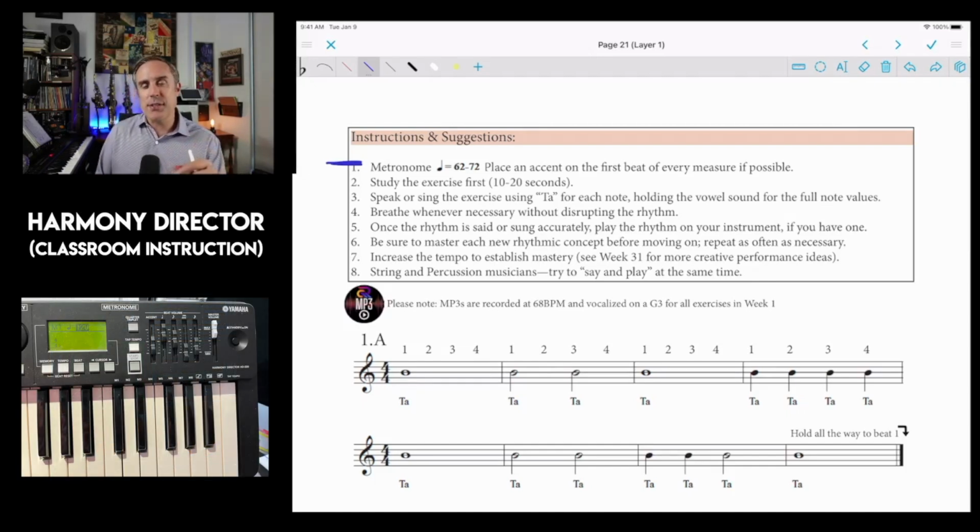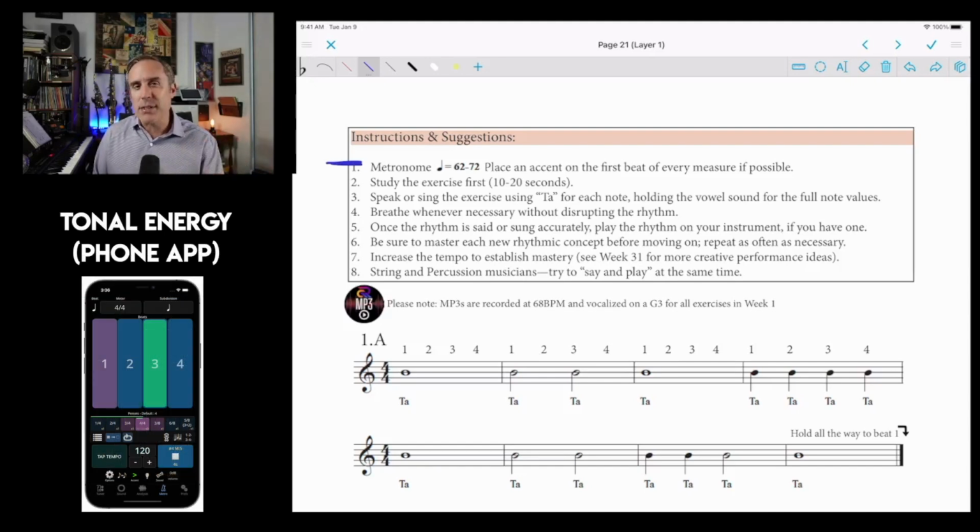I have the suggested tempo here of 62 to 72. In the MP3s, I think I do them at 68. You can go slower or faster depending on your level.